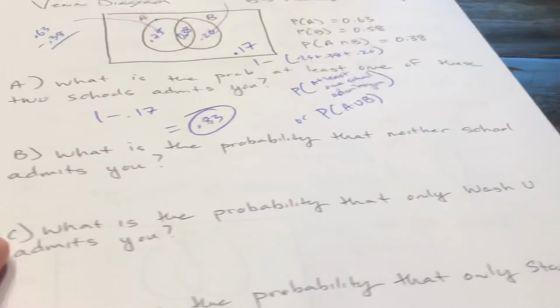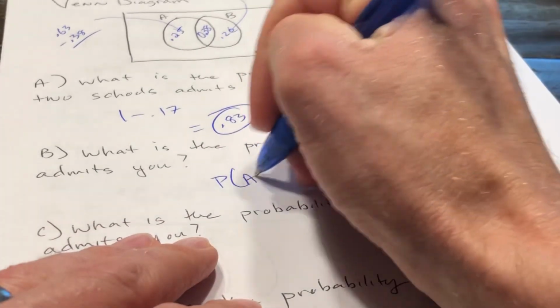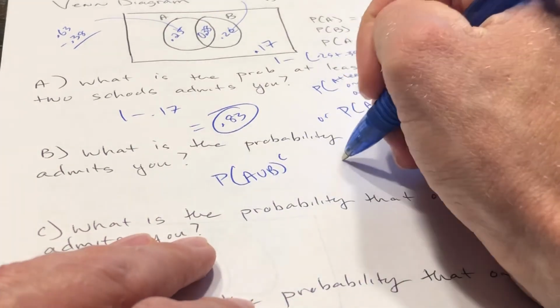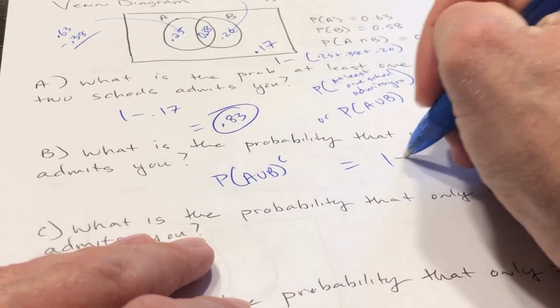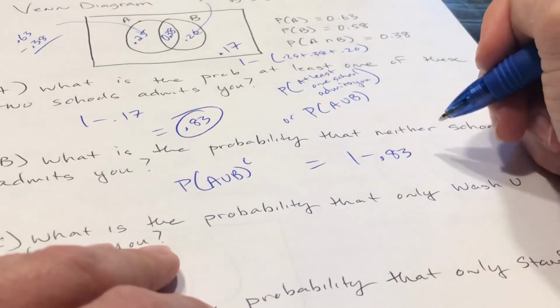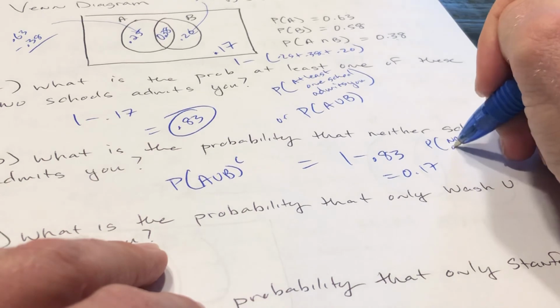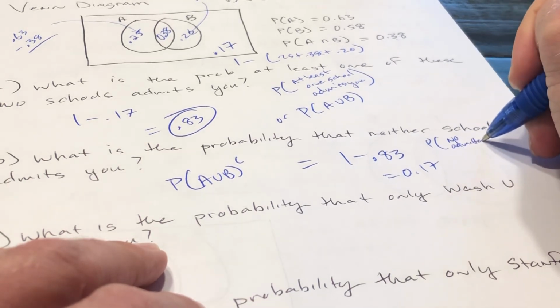What is the probability that neither school admits you? That is actually A union B, the complement. Or it's 1 minus the probability at least one school admits you. So probability no admittance. You can always write it like that.